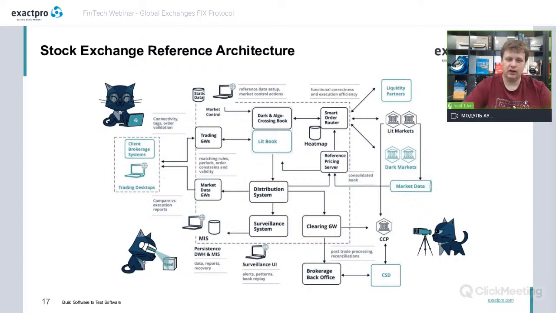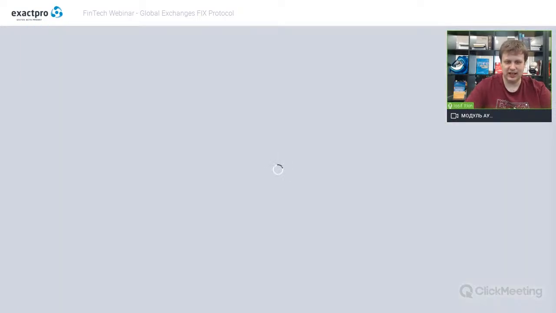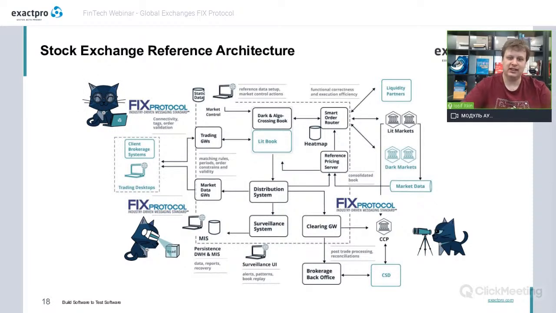If you are watching this stream, it's very likely that you are working in Exactpro. Most of our work is concentrated on the third type of trading systems, exchanges. On this slide, you can see a probably familiar reference architecture for the stock exchange. Now let's try to find fixed protocol on this slide. Here it is.